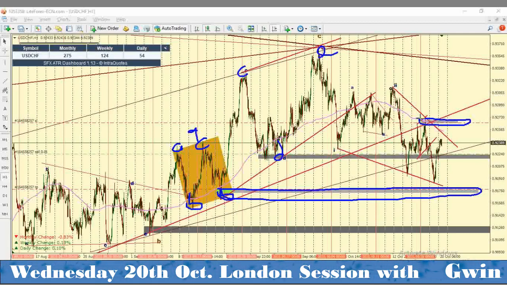So we want to see price do one of the two today. It's either an upside or a downside, but it's going to do one by the end of the day.